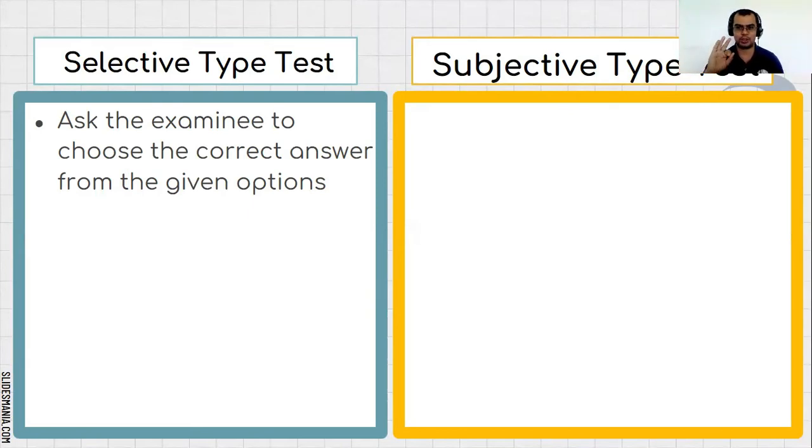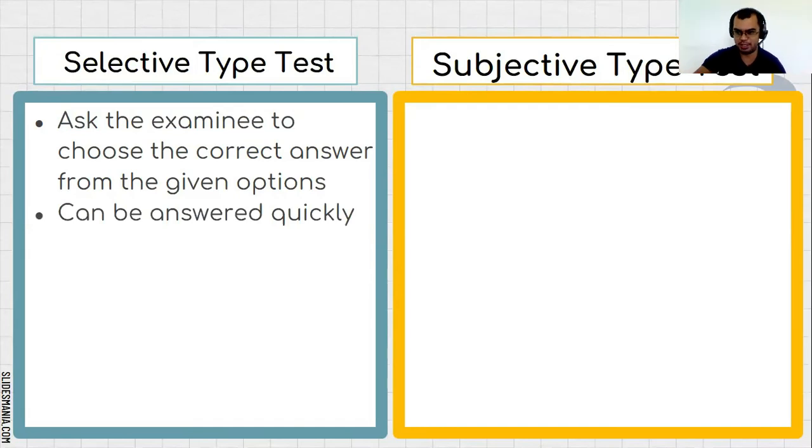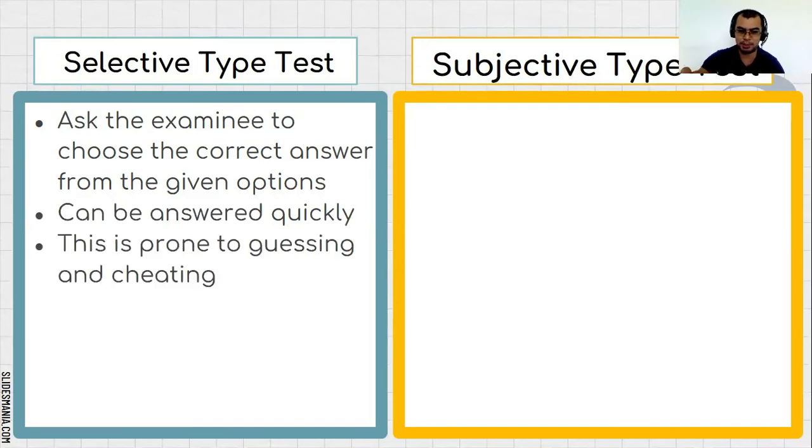Distractors, jokers, or decoys. But you have to make sure that these 3 other options are plausible or closely related to the correct answer, because you are not going to make it obviously easy for the students to answer. And it can be answered quickly. And this is prone to guessing and cheating. Guessing, especially if you don't know what is the correct answer, you just have to wish your luck or you have to bet on something.